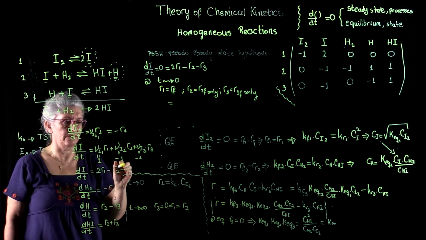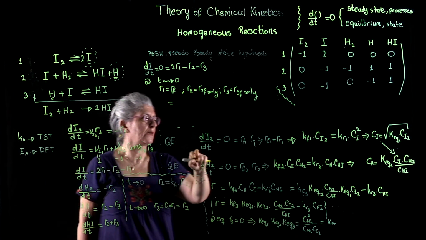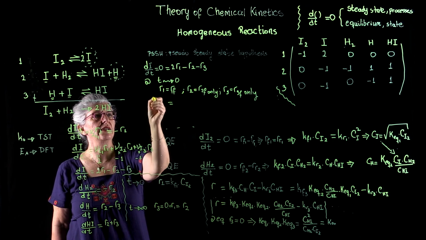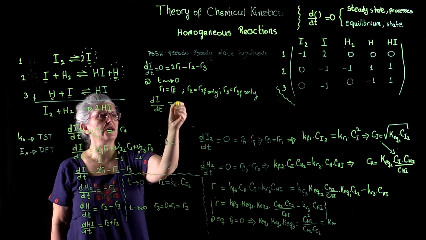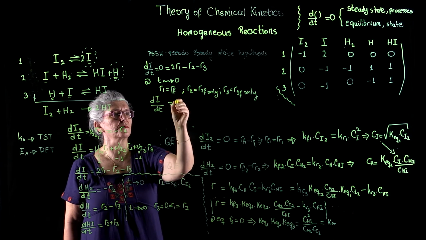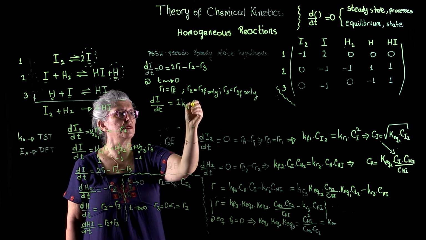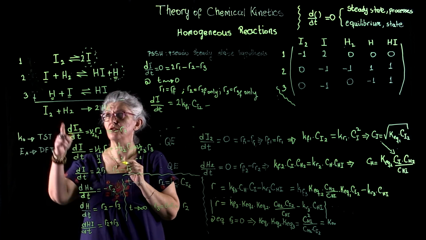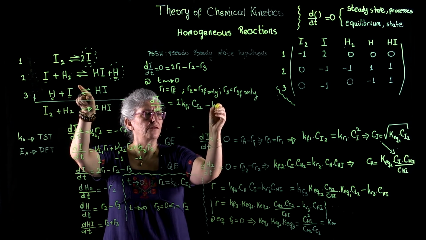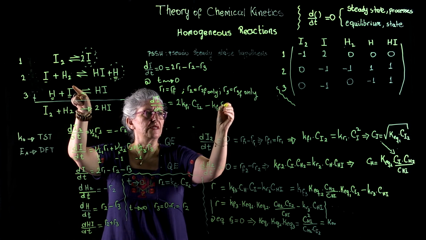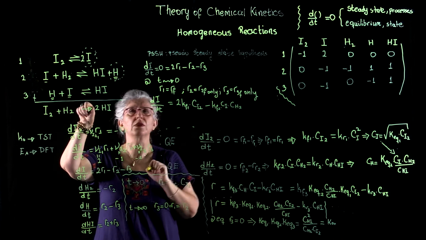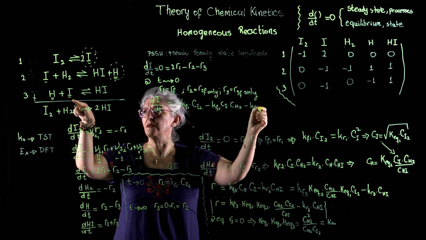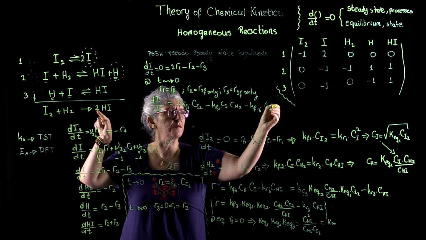R1 forward is k forward 1 times C_I2. dCI over dt is 2 times R1 forward, k forward 1 times C_I2, minus R2, and that is forward only, k forward 2 times C_I times C_H2, minus R3, k forward 3 times C_I times C_H.